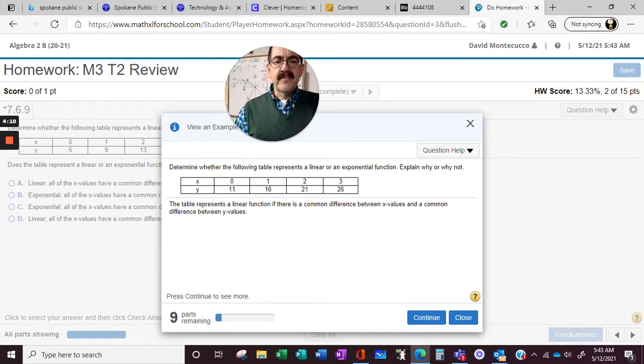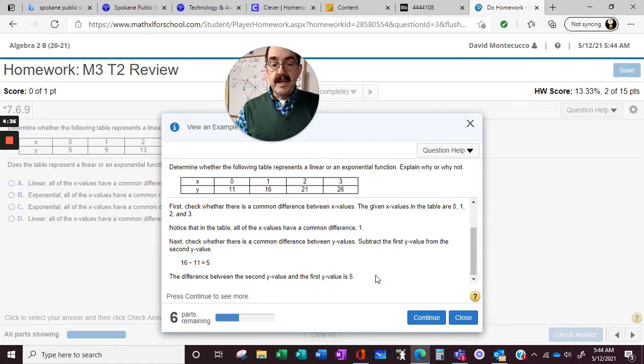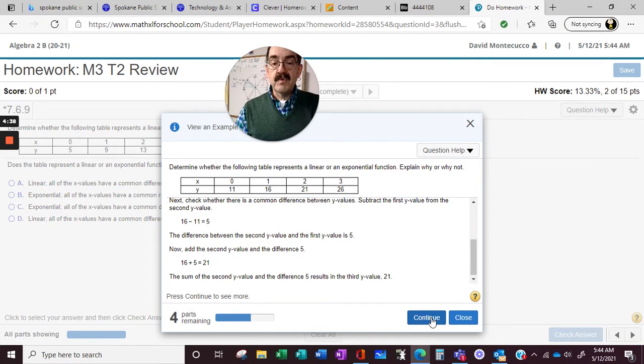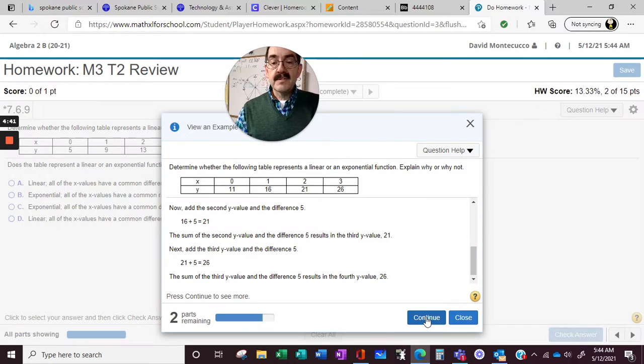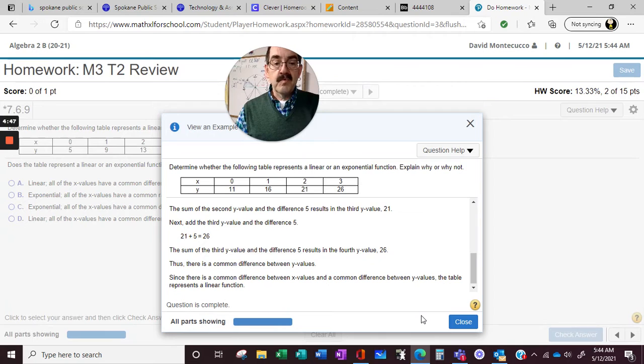Is there a common difference between the x values? Well, the common difference is right here: 5, 5, 5. If you subtract one from the other, you see how it grows 5 every time? Well, that's a linear function. So common difference on the x values: add 1, add 1, add 1, add 1. Then each one is a value of 5. So the common difference is 5 on each of the y values. Therefore, we have a linear function.